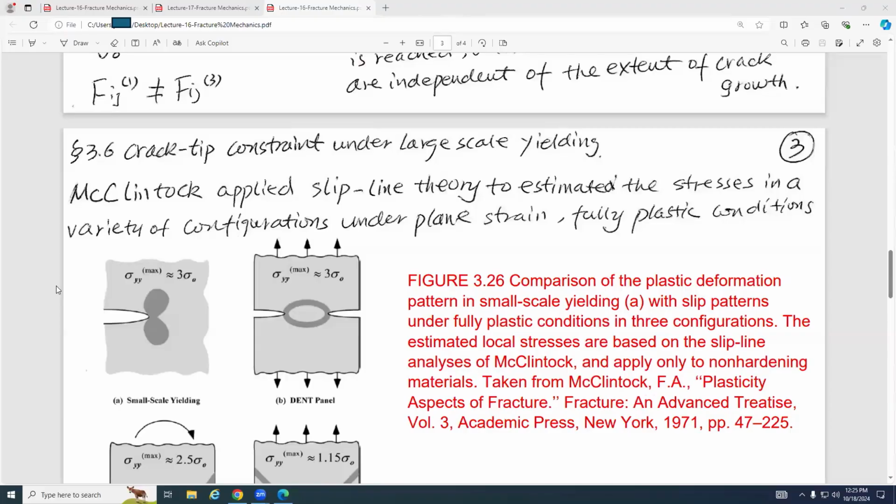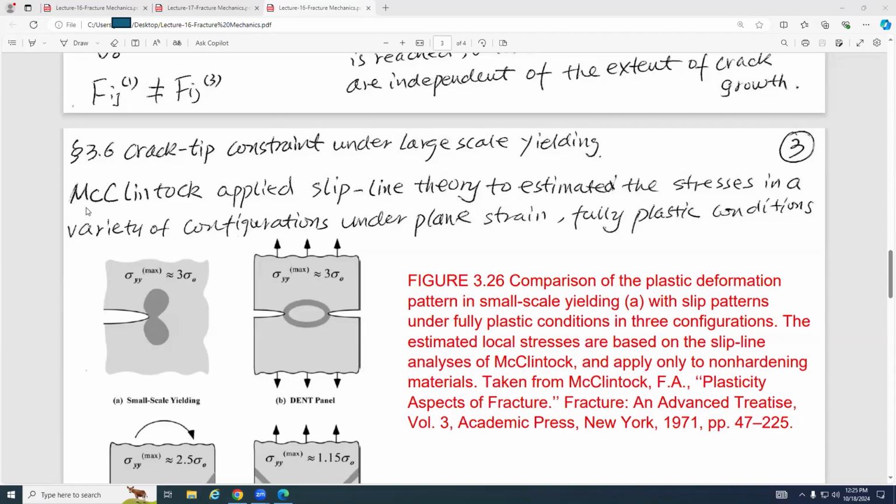Large scale yielding is opposite to small scale yielding. In small scale yielding, we can use the J integral to describe it. But for large scale yielding, no. For large scale yielding, we need to use a multiple parameter model, or models, to describe it. And we are going to talk about this now.